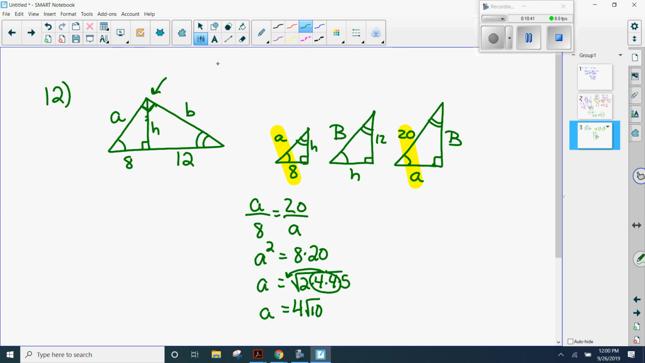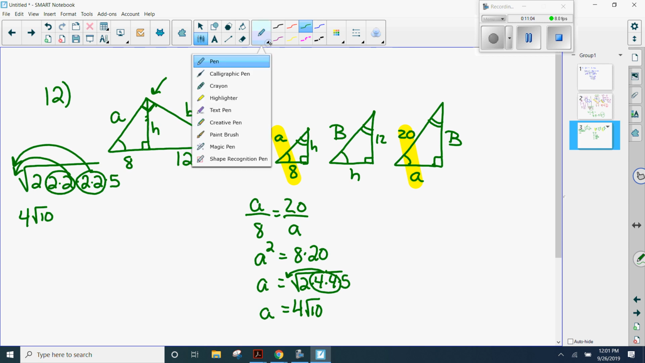But you could say 8 is the same thing as 2 times 2 times 2. 20 is 2 times 2 times 5. You have a pair of 2's here, and you have a pair of 2's here. So when you bring out both pairs of 2's, you get 4, and what you're left with underneath is radical 10. So you can still do prime factorization all the way across.